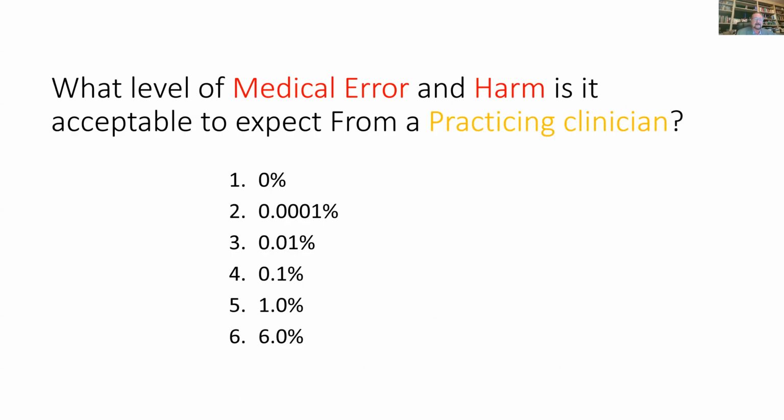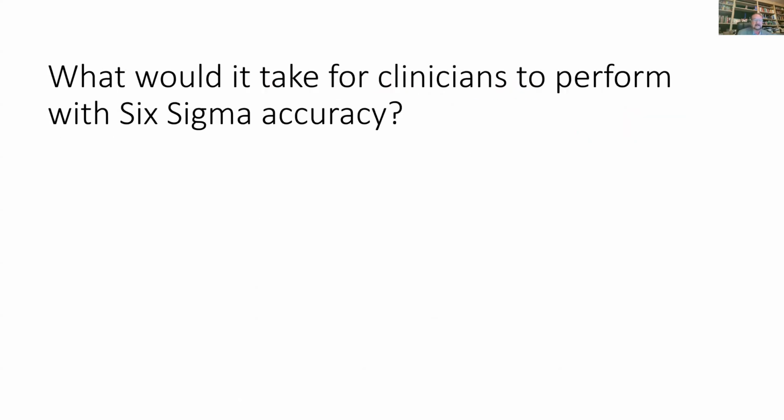So what level of medical error and harm is acceptable to expect from a practicing clinician? Well, it turns out that right now the level of medical error is about 6%, and about 17% of that comes to the patient, touches the patient, and we call that harm, and that's about 1% of what doctors do. So 99% of what doctors do helps you, but 1% hurts you, and I think we've got to get that down. You know, if I told you that you're getting on a plane and you have a 1% chance of crashing, you'd get right back off that plane and you'd take some other mode of transportation.